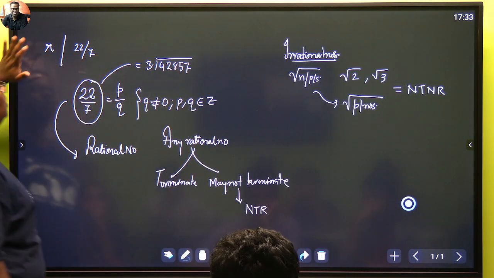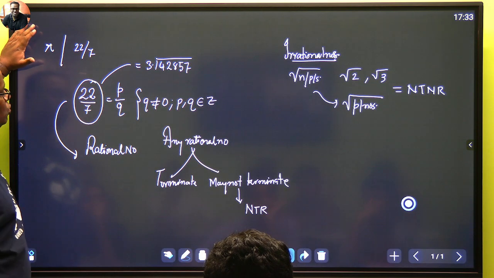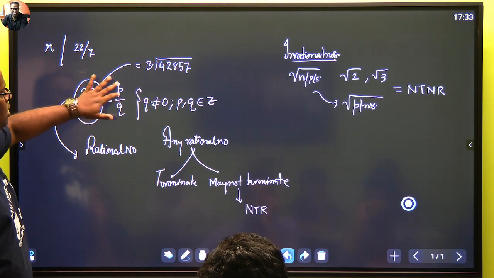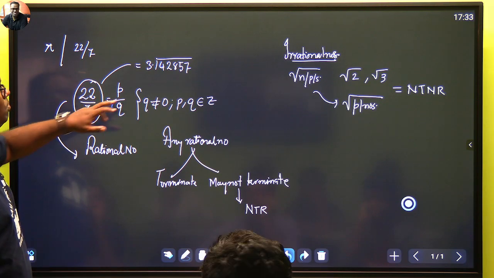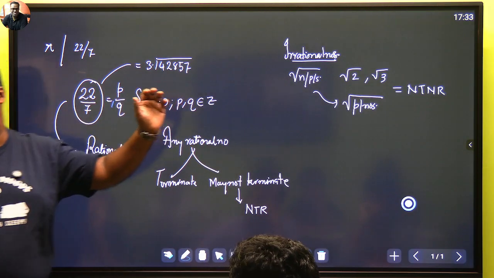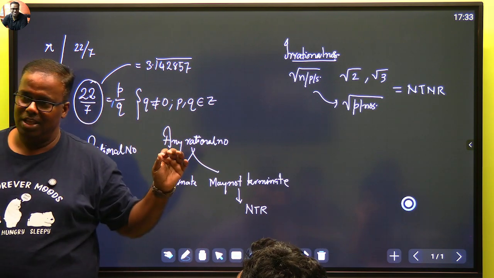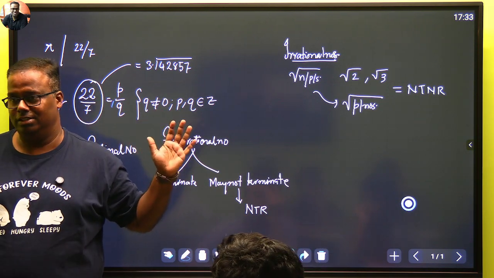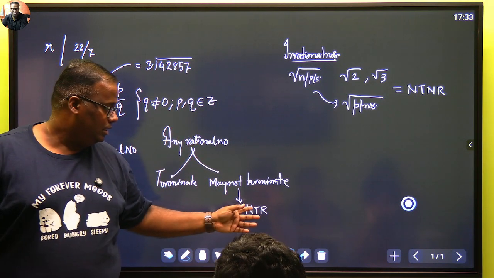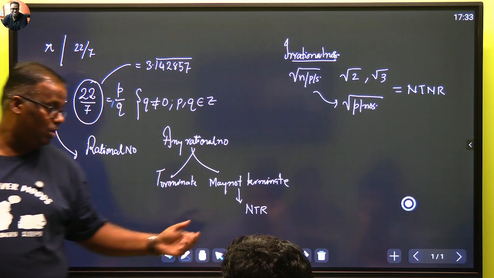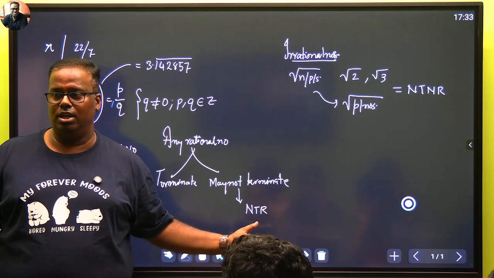Now we'll address the question of pi. So 22 by 7 is a rational number, or even if you don't do this, it is in P by Q format. Make one line very clear: no rational number can give you an NT-NR. Like I had written, it can be NTR or NT-NR if you remember. That's why I have truncated that video. No rational number can give you an NT-NR.